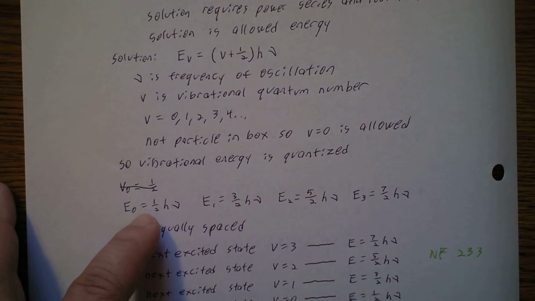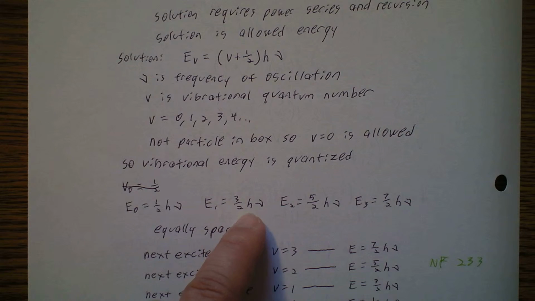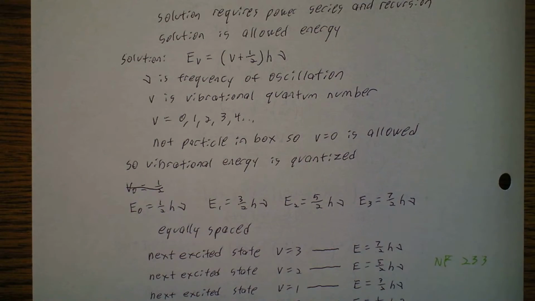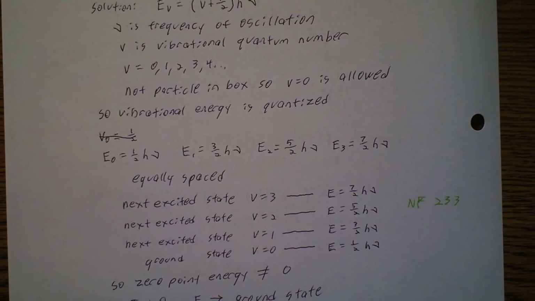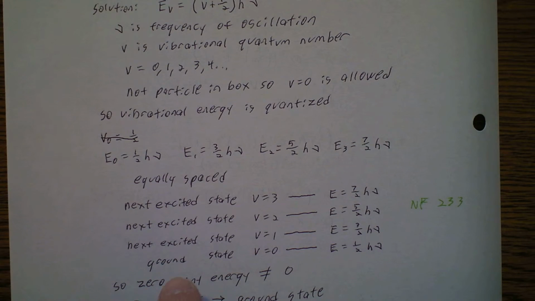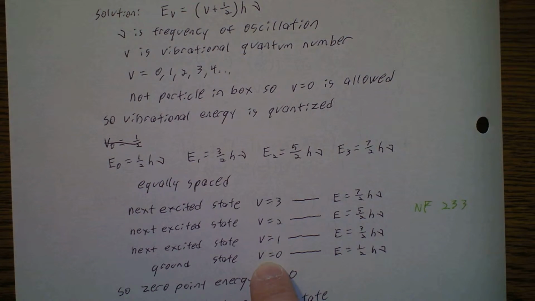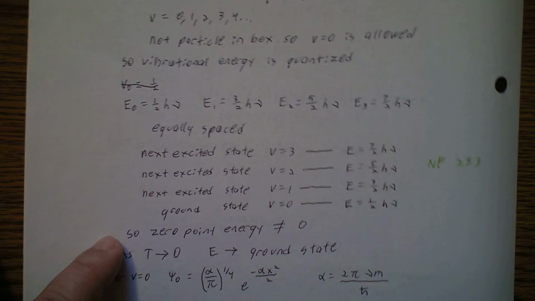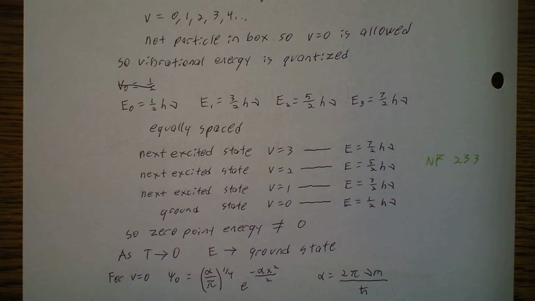So we have energy at level 0 is 1/2 h nu, energy level 1 is 3/2 h nu, energy level 2 is 5/2 h nu, energy level 3 is 7/2 h nu, etc. Now one thing that's interesting though, they're equally spaced. So we have the ground state where V equals 0, and that's energy equals 1/2 h nu. Next excited state is V equals 1, so energy equals 3/2 h nu. Next excited state, V equals 2, so energy is equal to 5/2 h nu, etc. You can see they're equally spaced out. But it also shows that the zero point energy, again, just like particle in the box, is not equal to 0.